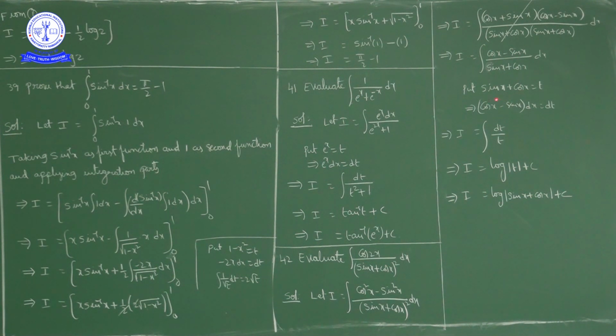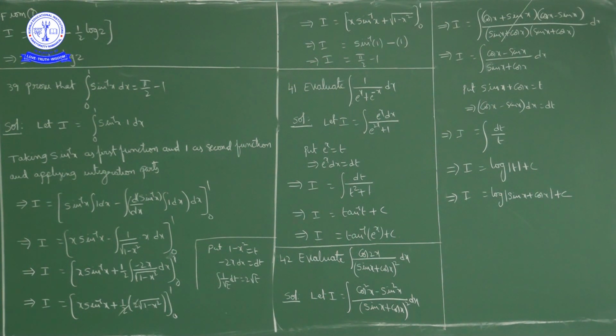Okay, I will put sin x plus cos x is equal to t. Its derivative is, the derivative of sin x is cos x plus the derivative of cos x is minus sin x, so cos x minus sin x dx is equal to dt. So the entire numerator part is what? dt. So I is equal to integral 1 by t dt. Integral 1 by t is what? Log mod t. So log mod t plus c. So I is equal to log mod, what is t? sin x plus cos x plus c. That is the final answer.